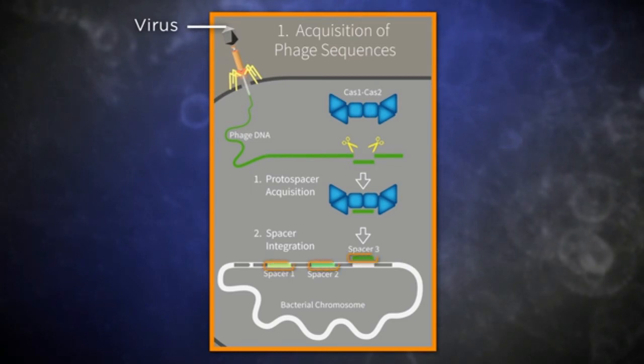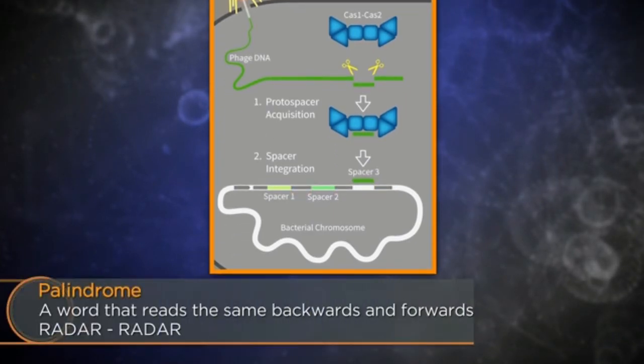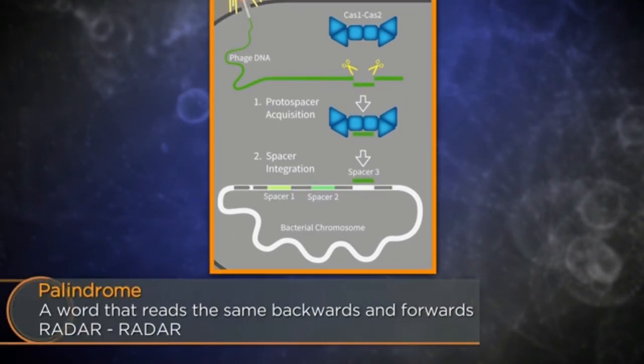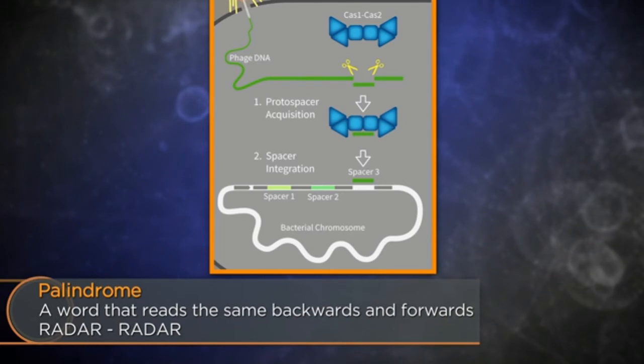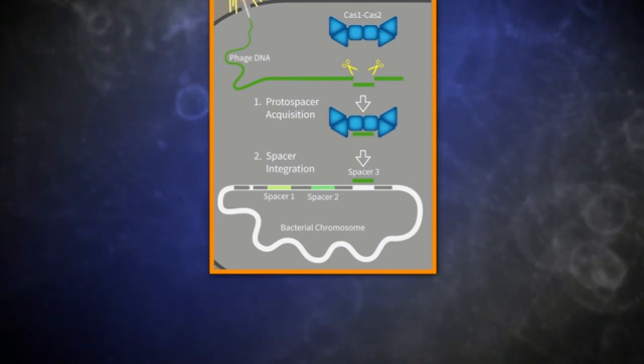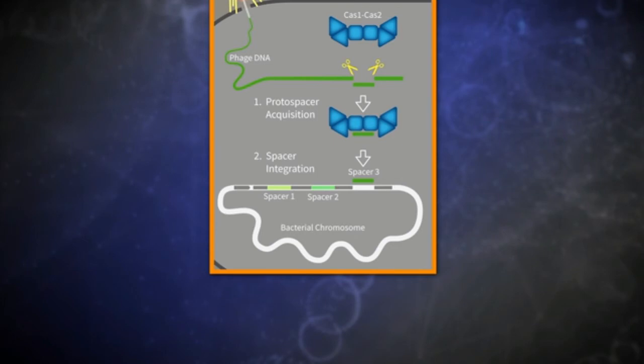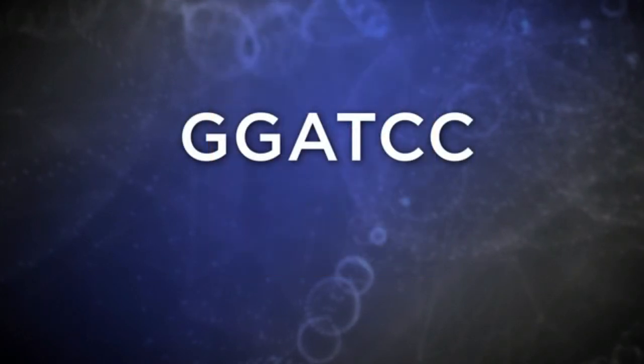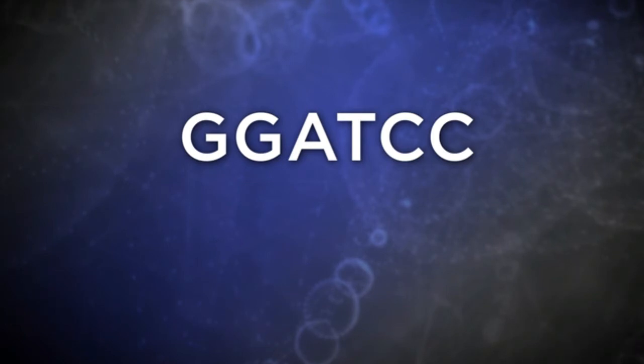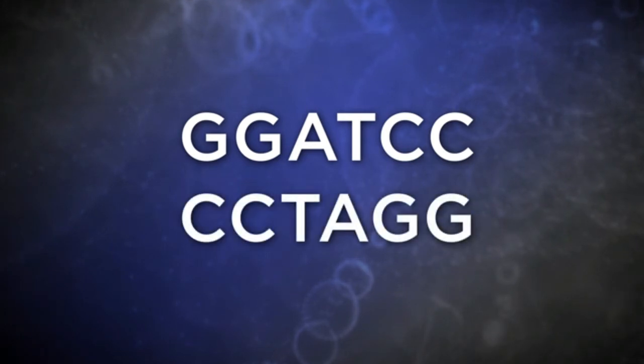The short repeated sequences are palindromes. In English, a palindrome is simply a word that reads the same backwards and forwards, like radar. In DNA, what palindrome means is that a sequence on the one strand is the same as the sequence on the complementary strand, read in the opposite direction. For example, this strand on the top reads GGA-TCC. The bottom strand reads, if you start at the other end backwards, GGA-TCC.